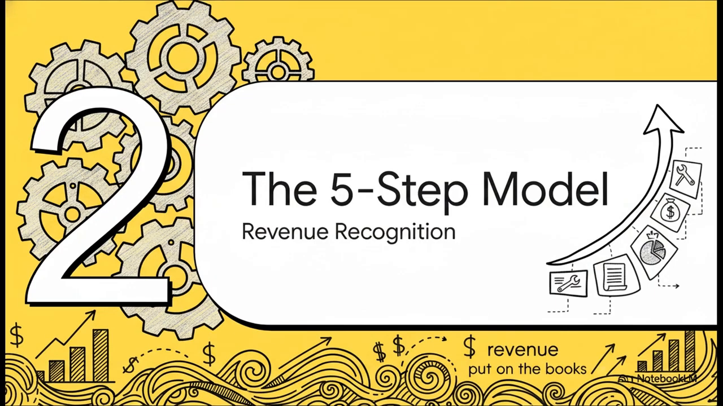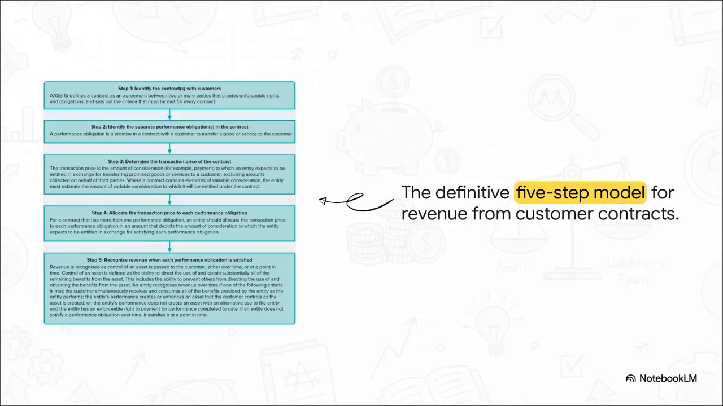Moving right along to Section 2, the 5-step revenue model. Okay, this right here is your bread and butter. The definitive 5-step model beautifully standardizes every single transaction. It's kind of like a set of gates. Step 1, you identify the contract with the customer, basically asking, is there a legally enforceable agreement here? Step 2, identify the separate performance obligations.